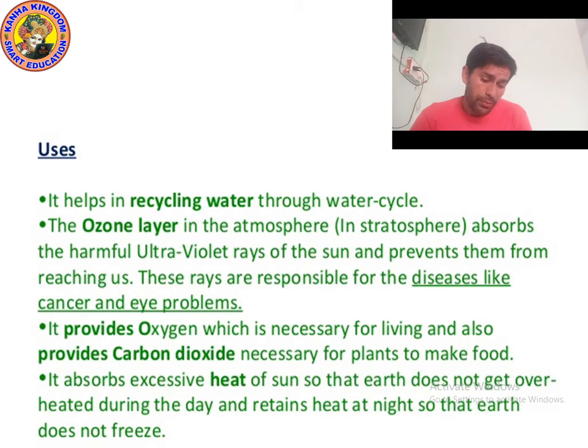And the extra heat is also reflected by the earth. So that's why during the day it absorbs heat and retains heat at night, so that earth does not freeze. That's why our earth does not freeze. So remember, it absorbs excessive heat of the sun, so that earth does not get overheated during the day and retains heat at night, so the earth does not freeze. I hope you understood. Now let's move on to the next point.